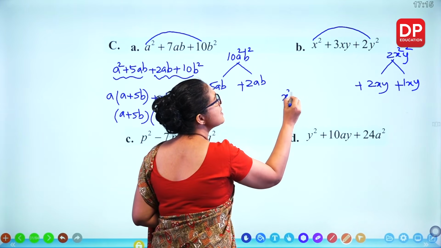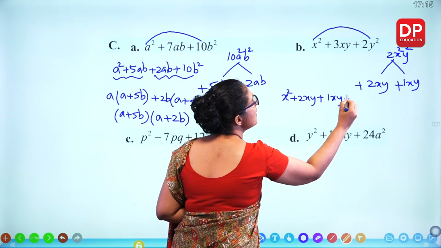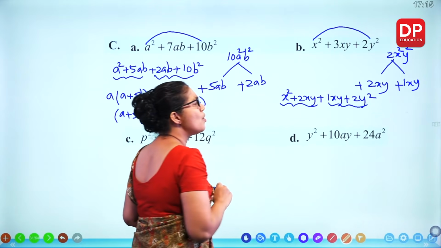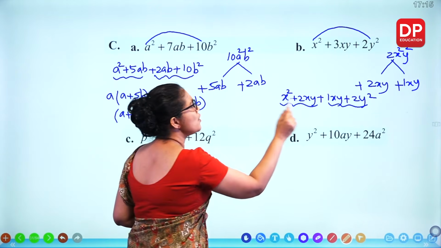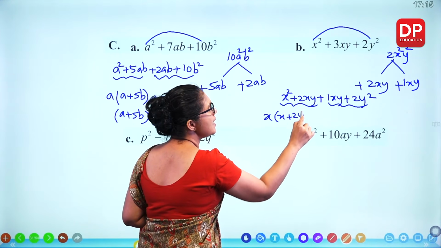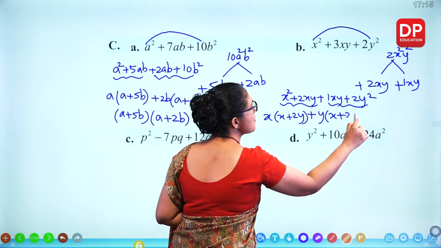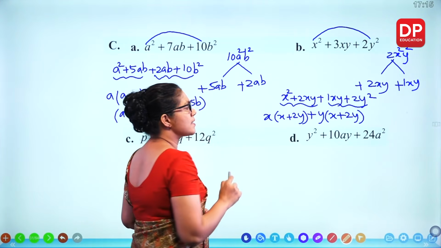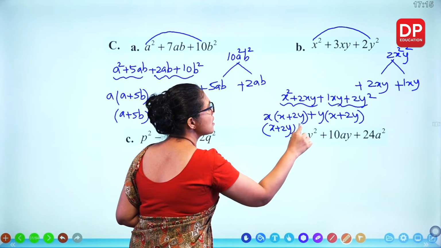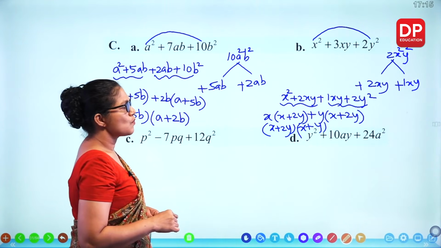So split the middle term to 2xy and 1xy and try to factorize by taking the first two and the last two. So when you are doing that, take x out, x plus 2y remaining. Here y is common, take it out, you get x plus 2y. Both factors are the same, so you can take x plus 2y out. Then what is remaining? You get x plus y.